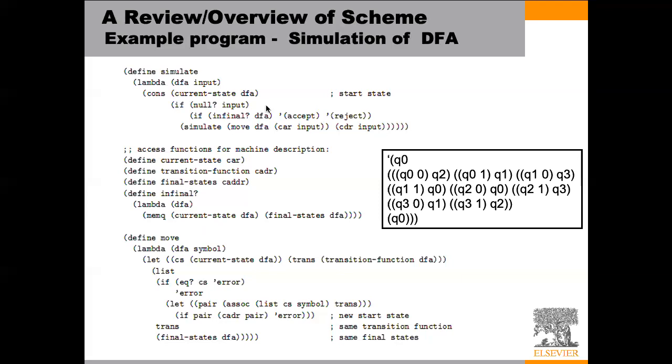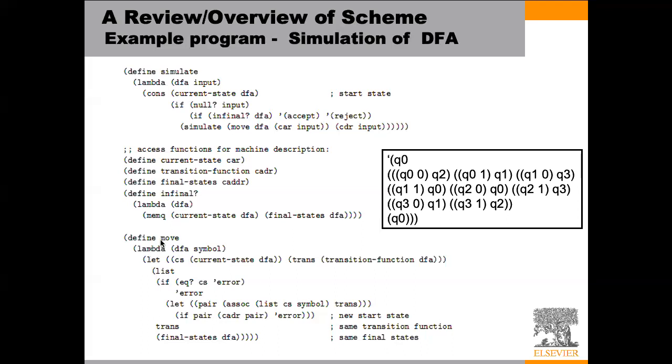Then we have a function called inFinal, which is just checking to see whether our current state, which is the first element in our DFA, is in the list of final states. So remember, memQ is like a find function that searches a list, in this case, the final states, to determine whether this element is in it. So inFinal is just doing a find operation to see whether the current state is in the list of final states.